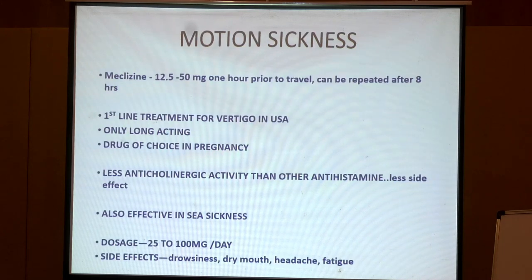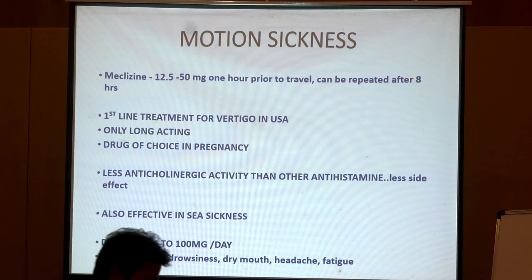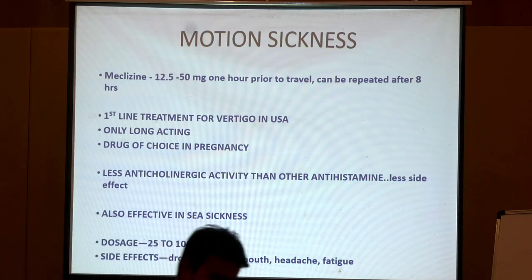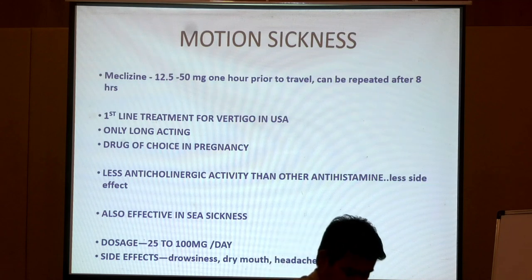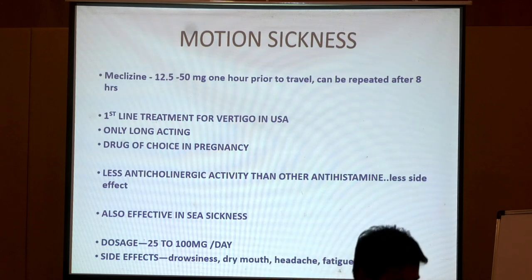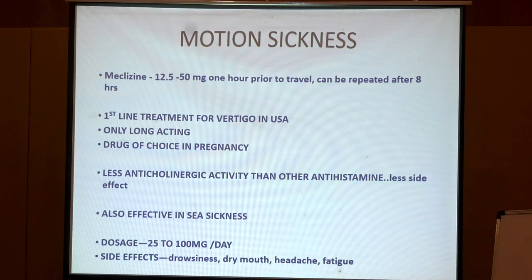Motion sickness is another entity we come across in our clinical practice, and meclizine is the drug of choice. 12.5 to 25 mg 1 hour prior to the travel is very effective and can be repeated after 8 hours. This is the first line of choice in vertigo in USA. It is the only drug of choice in pregnancy because it has less anticholinergic activity and less side effects. Also effective in seasickness, doses can be up to 25 to 100 mg per day.